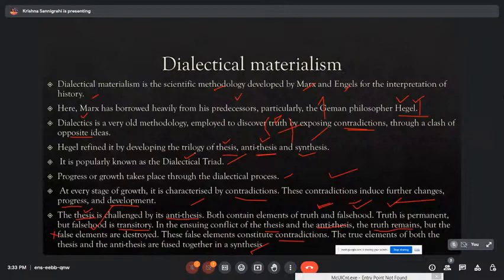So progress or growth takes place through the dialectical process. At every stage of growth, it is characterized by contradictions. And then he explains how the contradictions happen. So the thesis is challenged by what? By the antithesis. Both contain elements of truth and falsehood. And with time, what happens? Truth remains as it is because truth is permanent. But the falsehood, the thing which is false, evaporates or becomes obsolete, that is transitory. As a result, finally, the false elements, which are the contradictions, cease to exist, that is, they stop existing, and the true elements of both the thesis and the antithesis are fused together to create what is known as the synthesis.